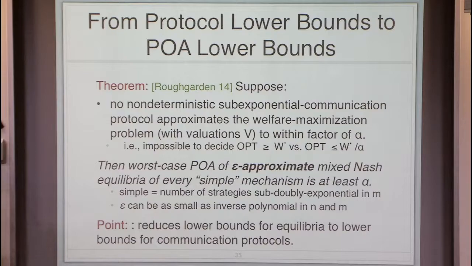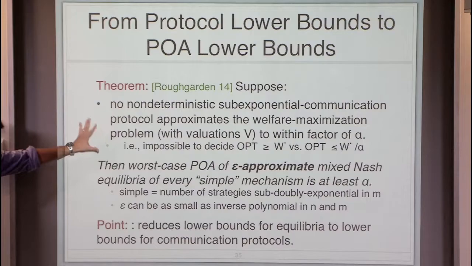Simultaneous first price auctions, right? You only have M bidding parameters. So at least if we discretize the bids, there's a singly exponential number of actions per player in a simultaneous first price auction. So this says I give you massively more actions than a simultaneous first price auction. I let you use them however you want, be as clever as you want. Still, you cannot escape this alpha factor from the underlying hardness result.